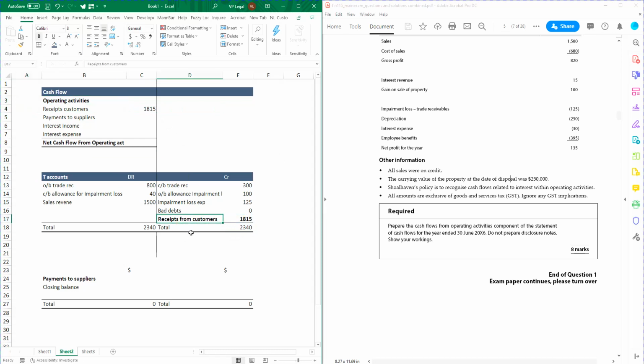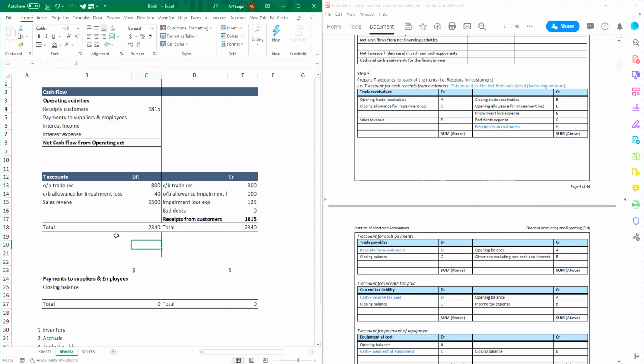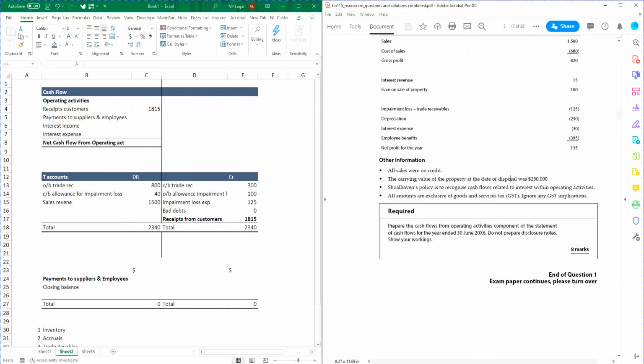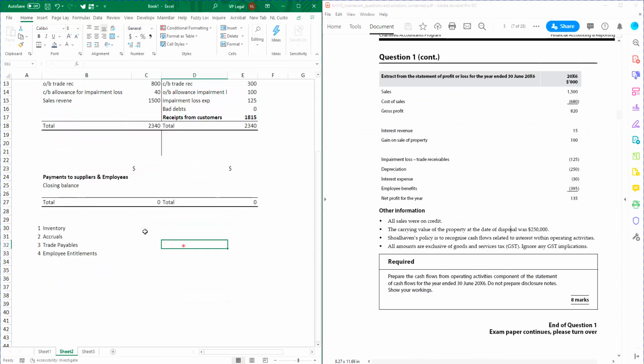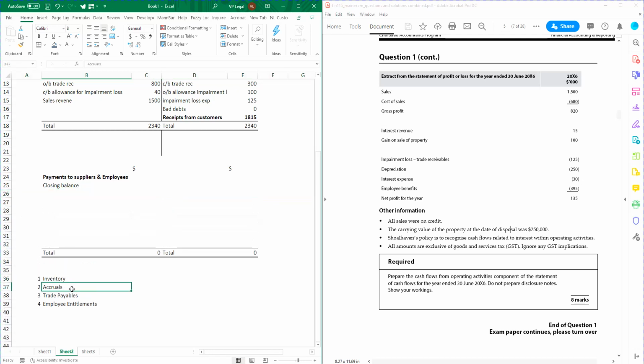Okay, so the next thing we want to do is do the same approach, but for payments to suppliers and employees. Think of it as your cost of doing business. Okay, so the next thing that we're going to do a T-account for is this, payments to suppliers and employees. Now this is a tricky one because there's a few different areas where we're going to have to actually adjust for in our T-account. Okay, so those 4 things are inventory, accruals, trade payables, and employee entitlements.